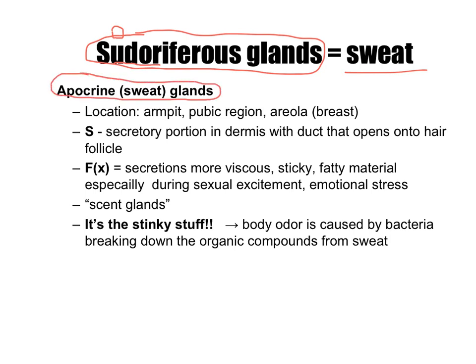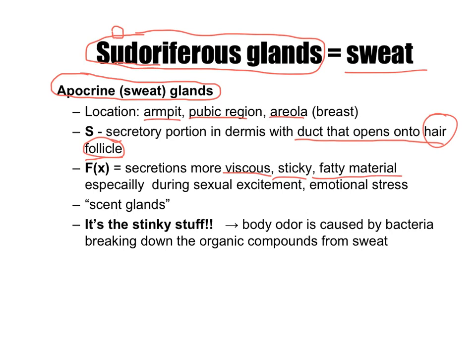Remember, these are not as numerous or as common as the eccrine sweat glands. They're located in the armpits, pubic region, and also the areola on the breast. Now on your diagrams, they're easy to tell the difference from the eccrine sweat glands because they empty their product into the duct that opens onto hair follicles. So they do not secrete their product directly on top of the epidermis. They do secrete it into a hair follicle. Know that their secretions are more viscous. That means they're thicker. They're sticky because it has a fatty material in it.